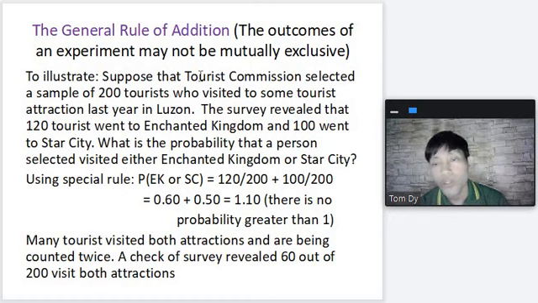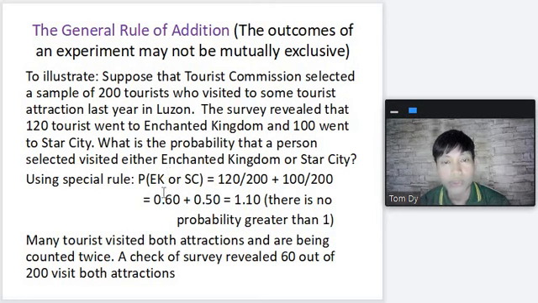Now, the general rule of addition. The outcomes of an experiment may not be mutually exclusive. To illustrate, suppose the tourist commission selected a sample of 200 tourists who visited some tourist attractions last year in Luzon. The survey revealed that 120 tourists went to Enchanted Kingdom and 100 went to Star City. What is the probability that the person selected visited either Enchanted Kingdom or Star City?